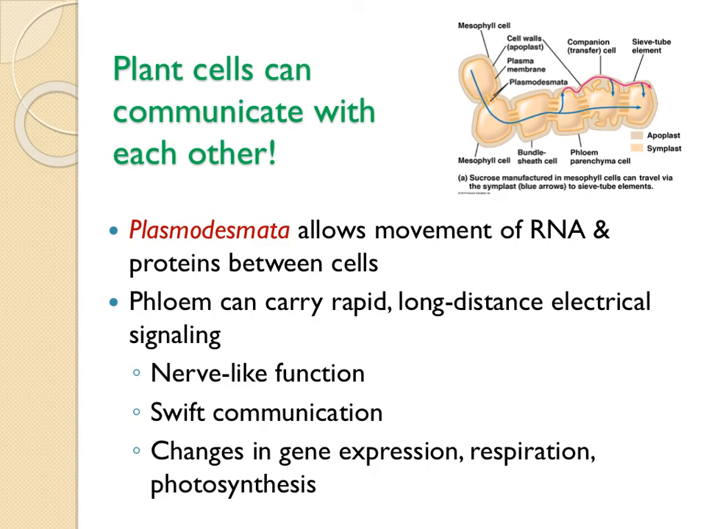One important feature of plants is that plant cells can communicate with each other. They're able to send chemical signals throughout the plant through the phloem. Because these cells are connected through channels called plasmodesmata, RNA and proteins, hormones and amino acids, and other chemical signals can travel from cell to cell throughout the plant. In fact, the phloem can carry rapid long-distance electrical signaling that is very similar to nerve-like action potential conduction through our nerve cells and allows cells to be able to communicate very quickly. This causes responses such as changes in gene expression and changes in the respiration or photosynthesis rates in a plant.